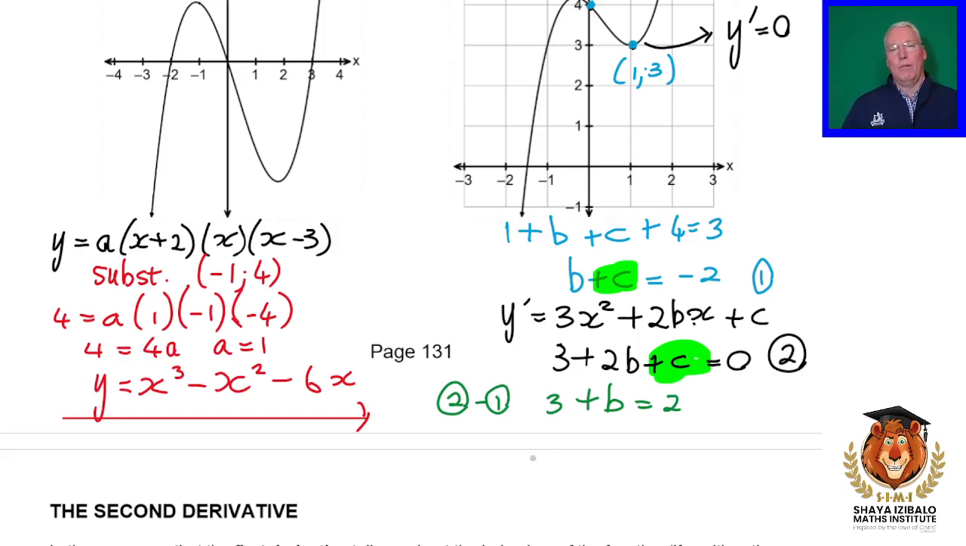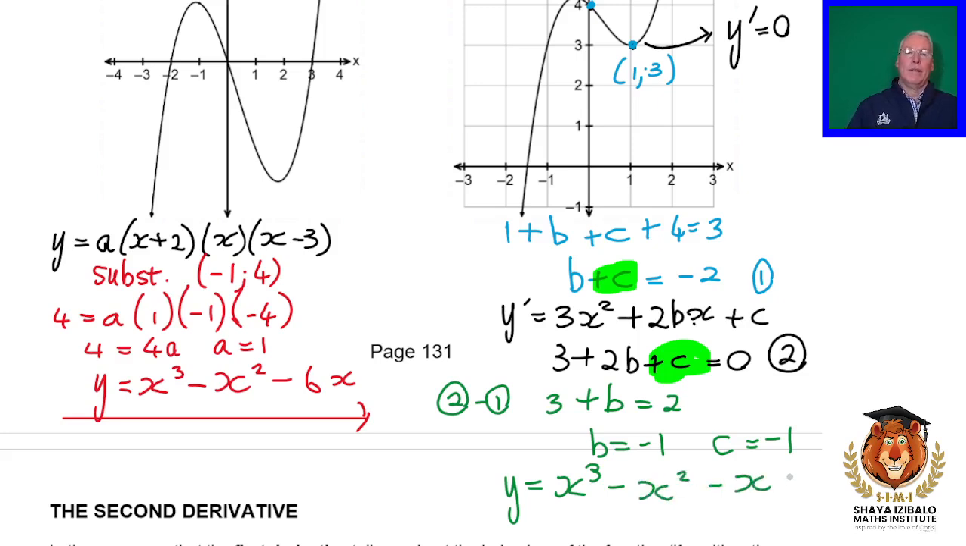Now we've only got one variable. So let's subtract 3 from both sides. We get b equals minus 1. Now we know that b plus c is minus 2. So c is actually minus 2 minus b. c is actually going to become negative 1. You can check that if you want to do it a bit more slowly. So our final answer is going to be y equals, remember it was x cubed minus x squared minus x plus 4.